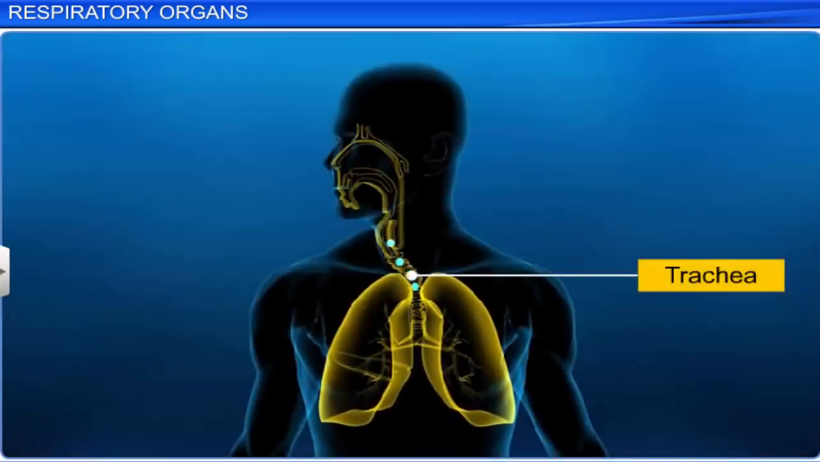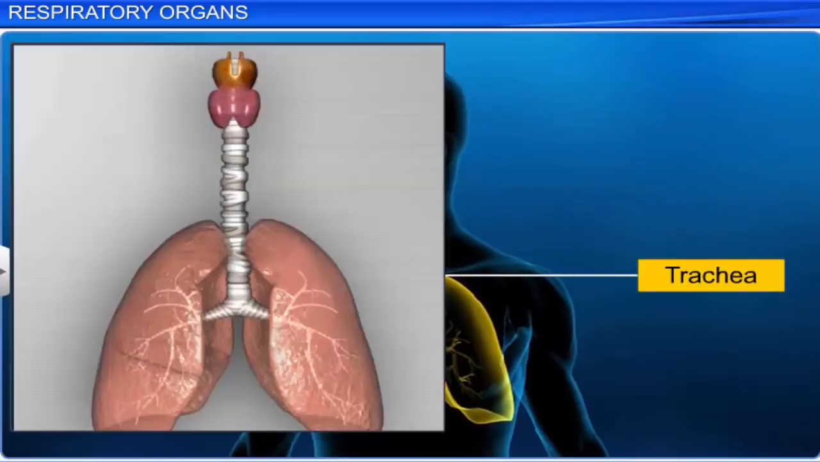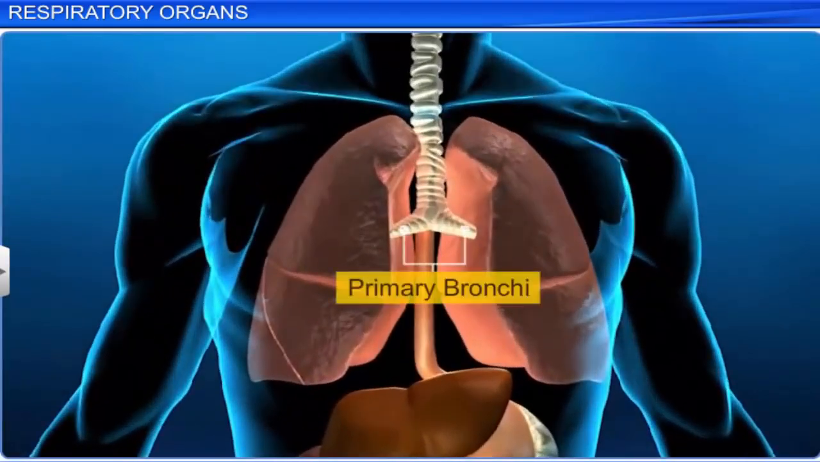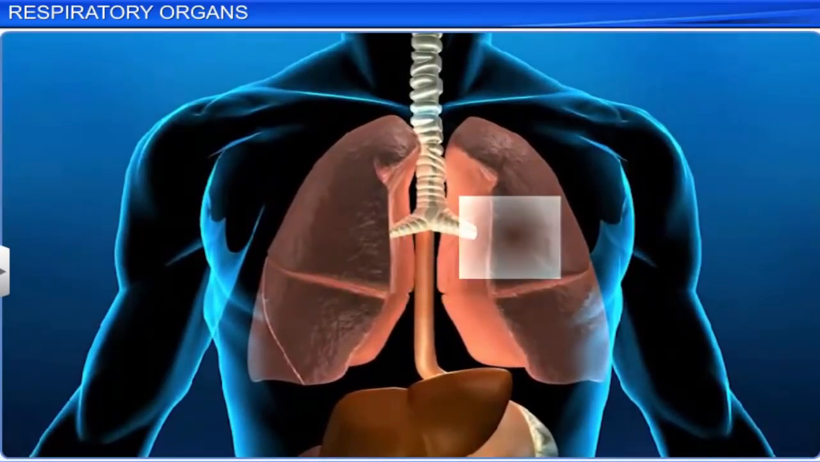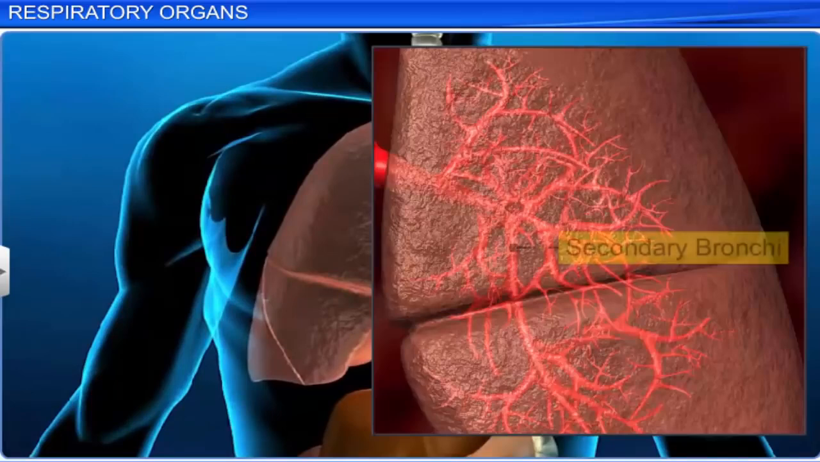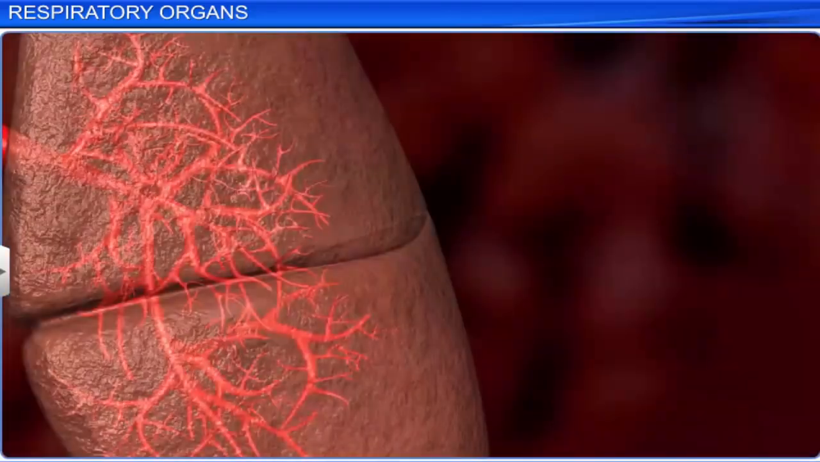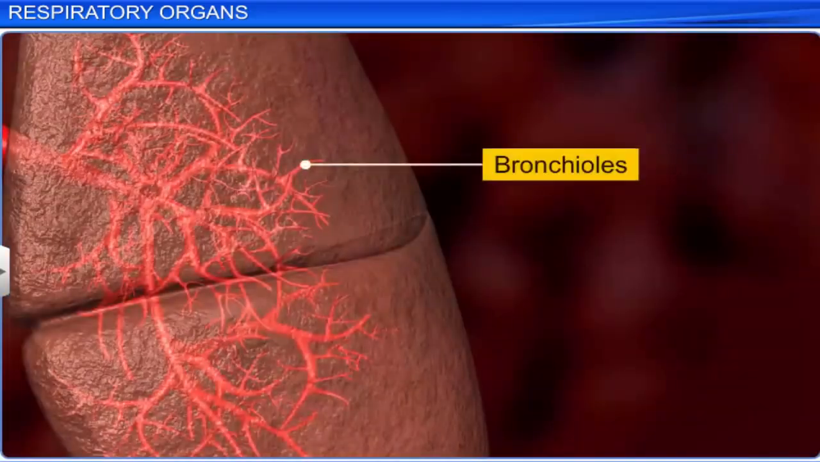The trachea is a tubular passage that allows air into the lungs. It is made up of C-shaped cartilaginous rings and is divided into two branches called primary bronchi. Each primary bronchus undergoes repeated divisions to form the secondary and tertiary bronchi, ending up in very thin terminal bronchioles.